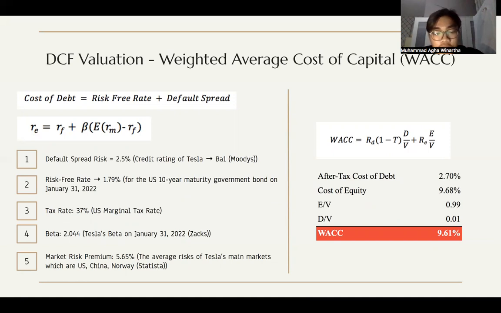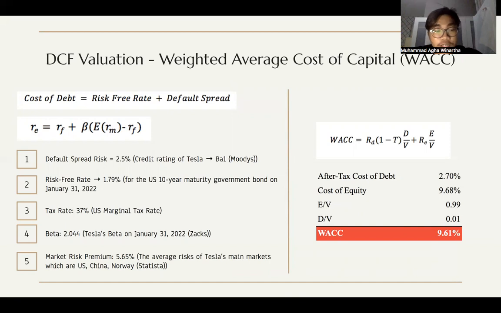Here we have several components to compute both costs. The first one, default spread risk, is about 2.5%. That is obtained from using the credit rating of Tesla, which is Ba1 according to Moody's. There is also the risk-free rate, about 1.79%. It is taken from the US 10-year maturity government bond on January 31st, 2022.